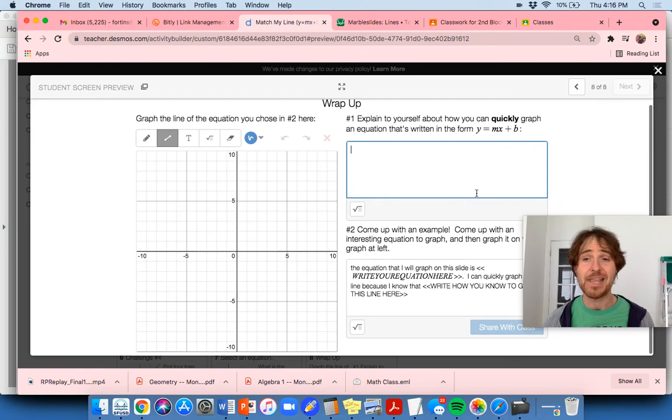Okay, finally come up with your example, okay? If it's y equals negative 3x plus 5, good to go, but just quickly graph that. And then you say, I can quickly graph that because, well, the slope's this, the y-intercept's this. I know that because the numbers are there. Anyways, that kind of thing.